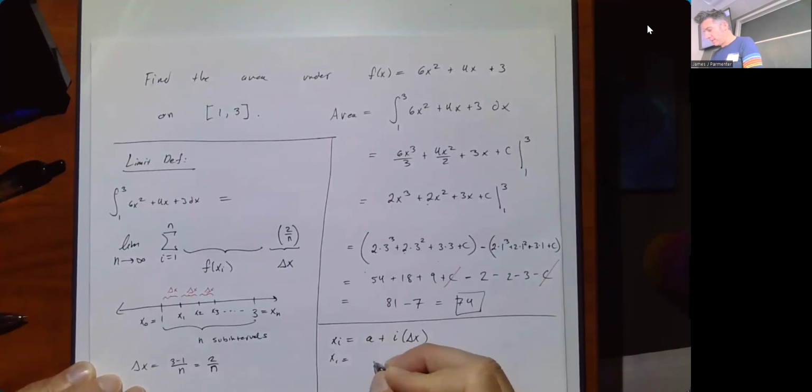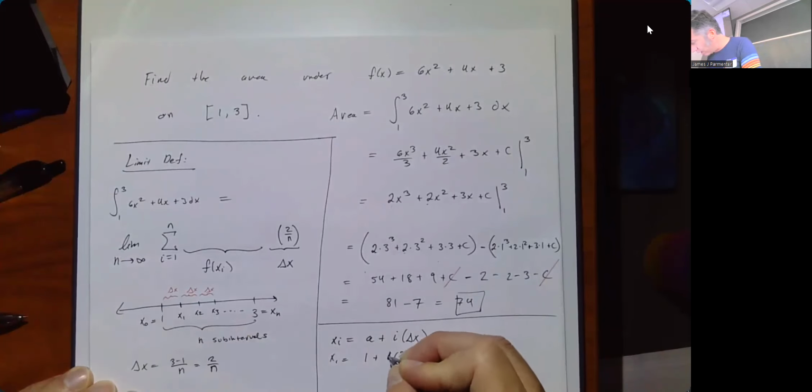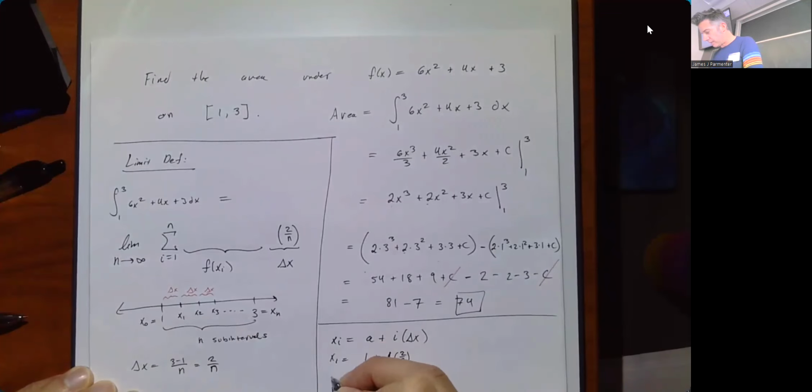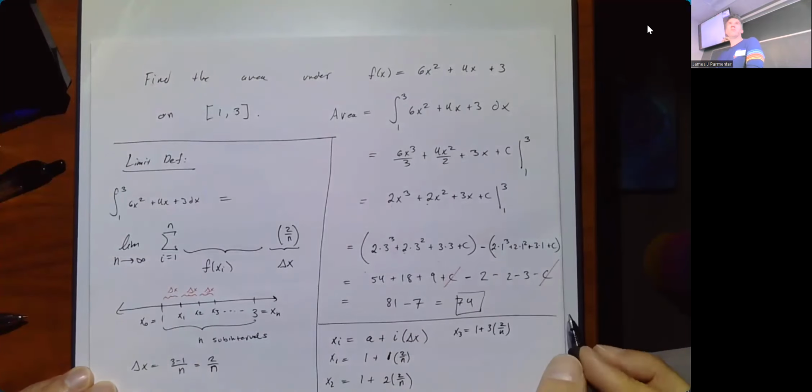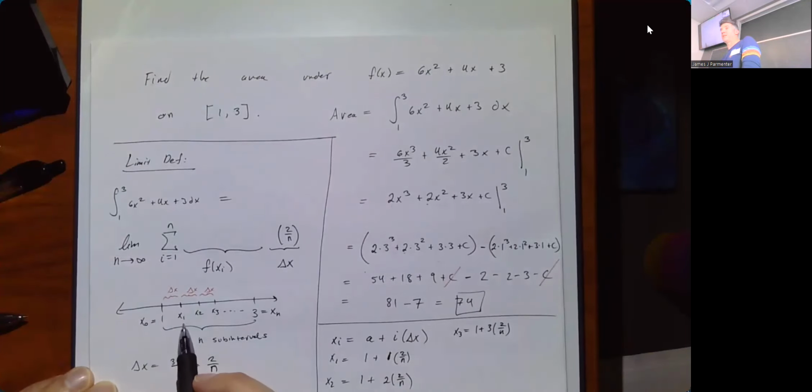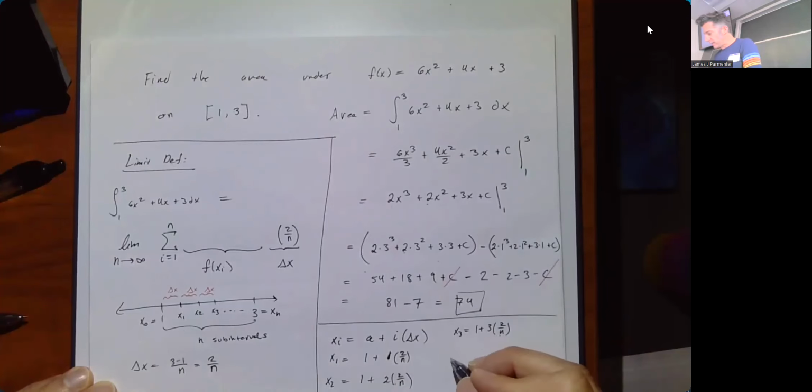x sub 1 is 1 plus 1 times 2 over n. So I'm starting at 1 and then I'm adding 1 times 2 over n. And x sub 2 is 1 plus 2 times 2 over n. And x sub 3 is 1 plus 3 times 3 times 2 over n. Every time you go one more delta x to the right, you're adding on one more delta x. So my x sub i is 1 plus i times 2 over n.